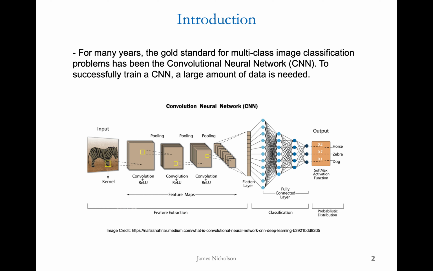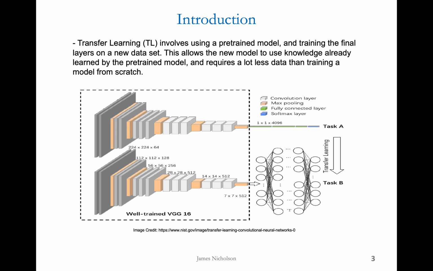For many years, the gold standard for multi-class image classification problems has been the convolutional neural network. To successfully train a convolutional neural network, however, a large amount of data is needed. Transfer learning, on the other hand, involves using a pre-trained model and training the final layers on a new data set. This allows the new model to use knowledge already learned by the pre-trained model and requires a lot less data than training a model from scratch.